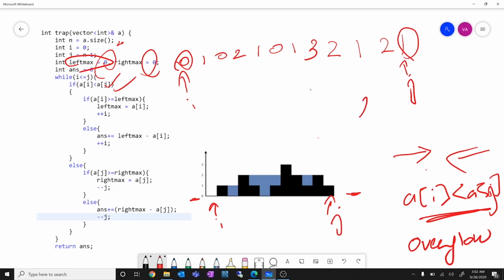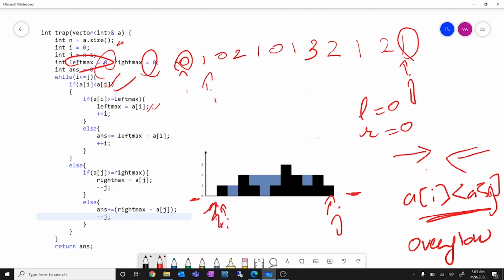So let's keep a count here, L and R. L is equal to 0, R is equal to 0. So a of i, is it greater than or equal to L? Yes, it is. So I'll simply assign my left max to a of i, which is still 0, so no change, and I'll increment my i. So let's increment my i from here to here. Now i comes here, and in this diagram to here.